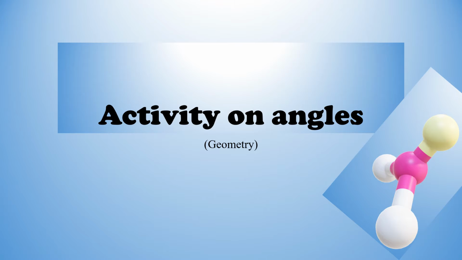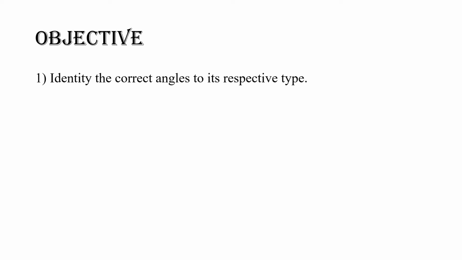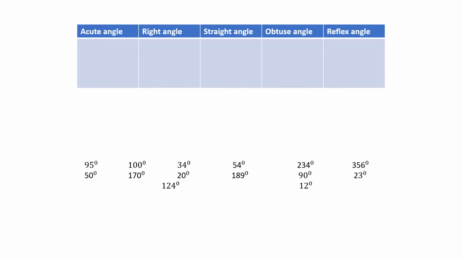Today we're just following through with what we started yesterday, and we're going to continue with the types of angles. Today specifically, we just have to be able to identify the correct angle to its respective type. And so we're going to look at this first activity here. Here we have 14 angles, and we have 5 types, of course, as we addressed in yesterday's video. So all you need to be able to do today is associate the angles with their respective type.